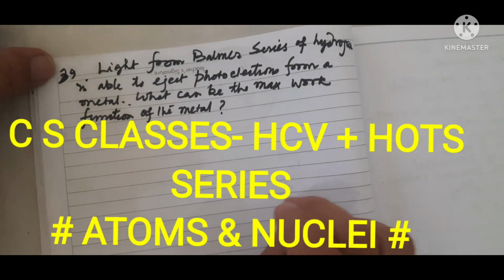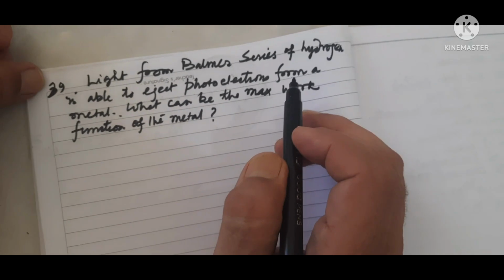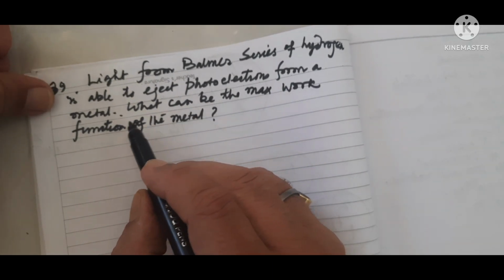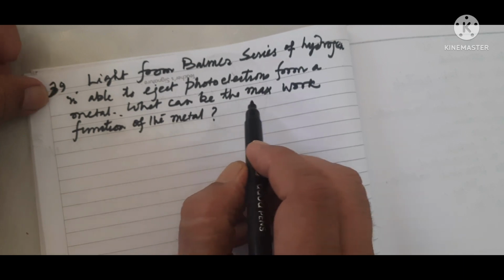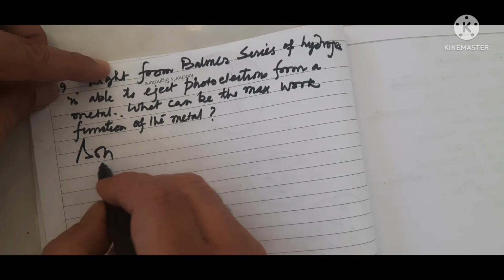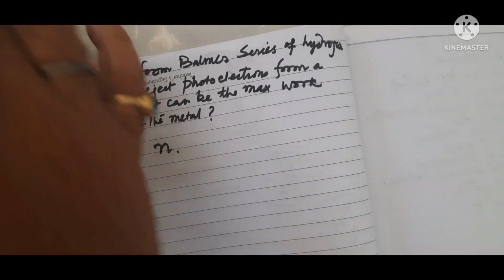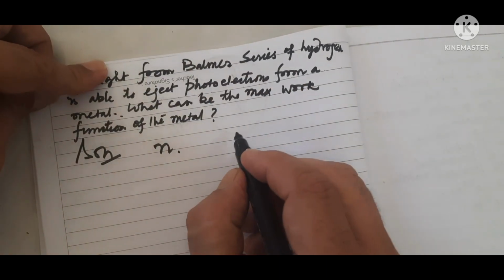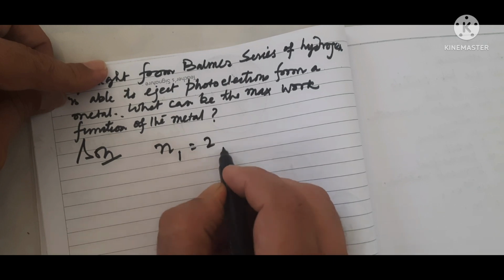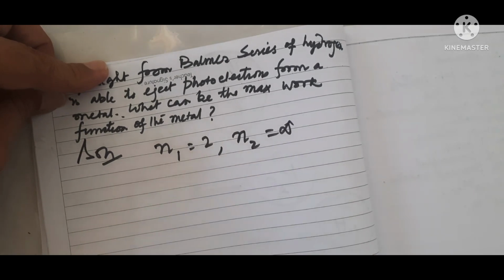Another question: light from the Balmer series in a hydrogen atom is able to eject photoelectrons from a metal. What can be the maximum work function of the metal? So how to solve here? Balmer series, and the maximum energy. Maximum energy means the lowest wavelength. So nf should be 2 and ni is equal to infinity.